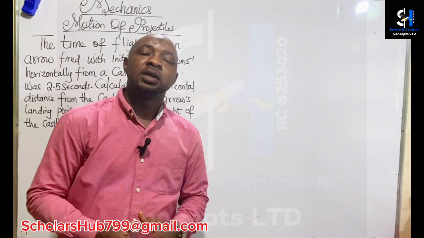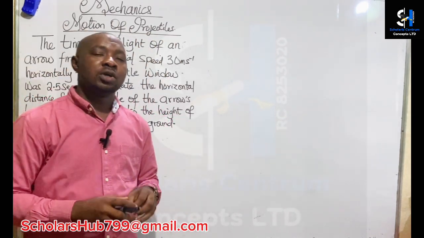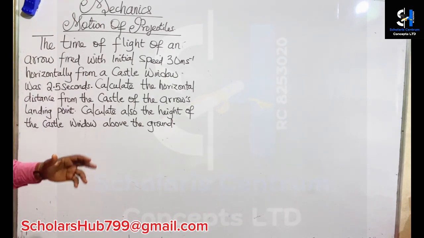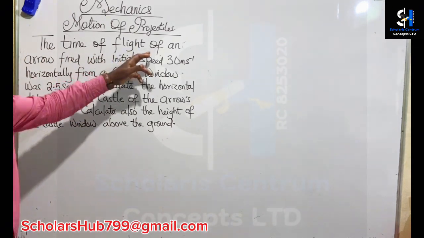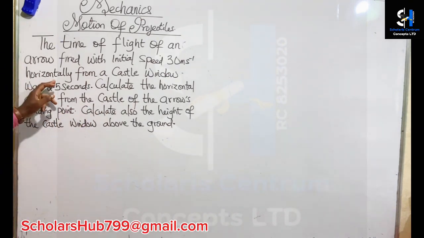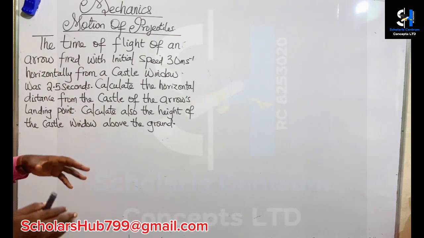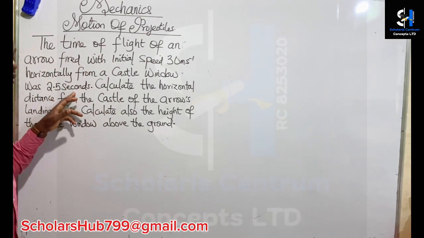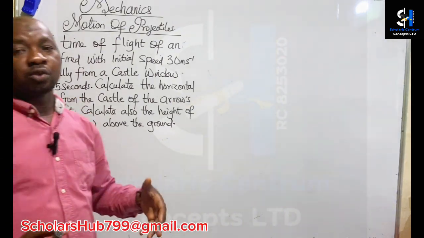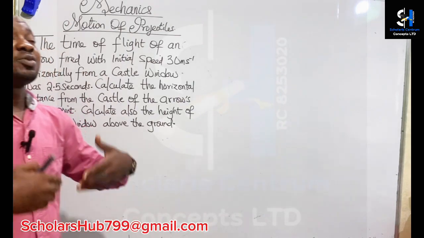Hello everyone. Now we have another question on motion of projectile. The question reads: the time of flight of an arrow fired with initial speed 30 meters per second horizontally from a castle window was 2.5 seconds. So this is the time of flight, that is the time for which the particle has been projected.